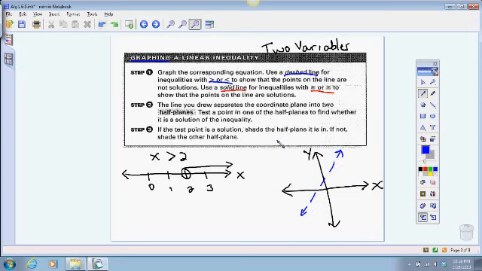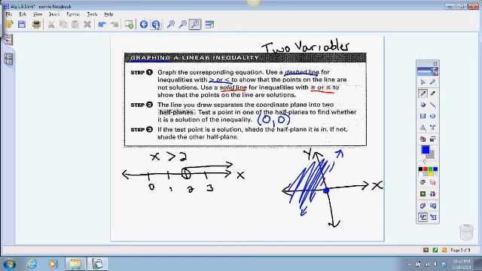We have this side over here, and we have this side over here. You're going to test a point on one of the sides. Here's a hint. Whenever possible, use the origin. Use the test point 0, 0. The only time you cannot use it is if 0, 0 lies on your line. Now, when you input 0, 0 for your x value and your y value, if it makes it a true statement, you shade the side of the line that includes 0, 0. If 0, 0 doesn't make it a true statement, you shade the opposite side of the line.